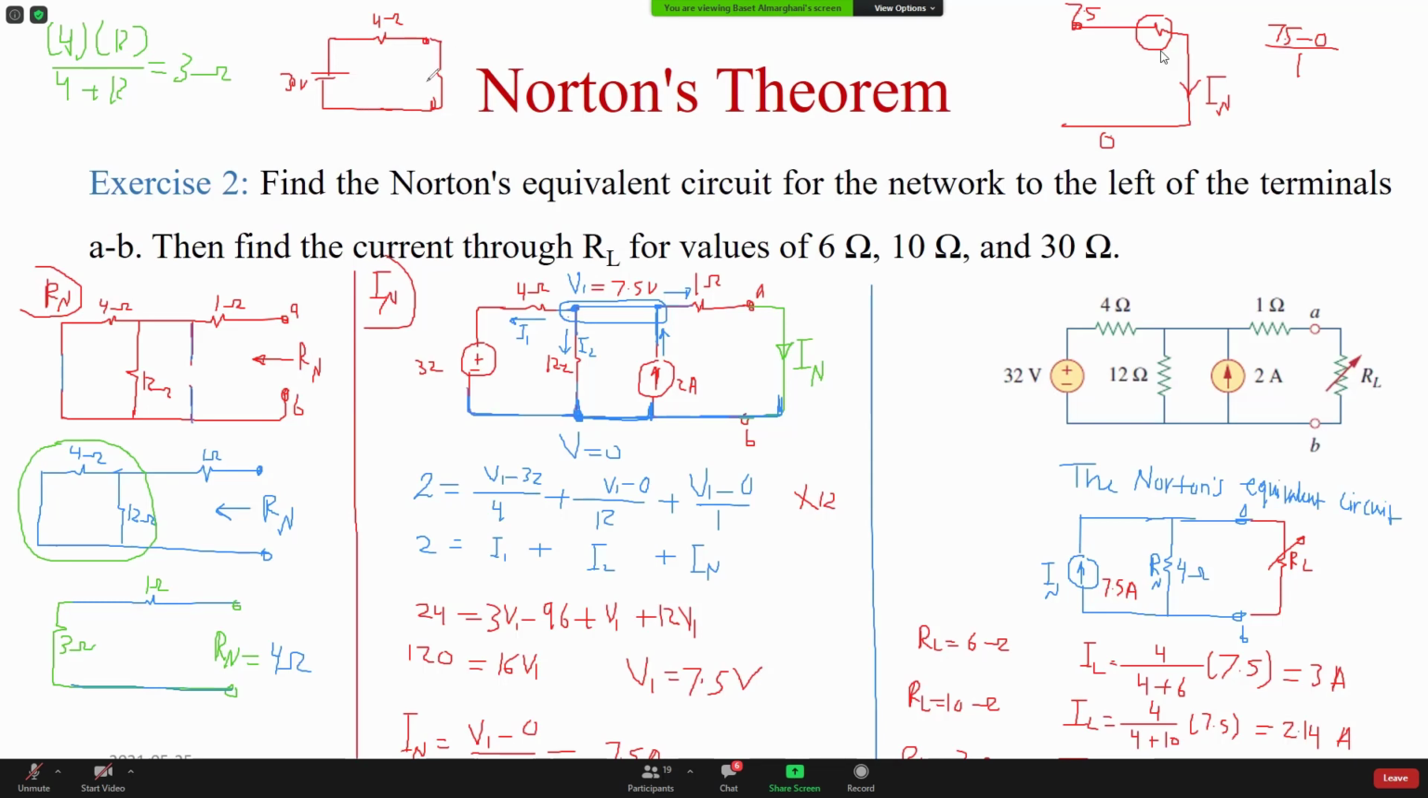And once you connect different loads here, RL, you're going to see when we connected 6, you get the same current. If you connect 10, you get the same current in the Thevenin circuit and the Norton circuit. It's going to be the same answers. It means actually these two circuits are equivalent to each other, and they're equivalent to this circuit. Even in this circuit, if you connect values here, the loads, you're going to get the same currents. Okay, so this is the end.